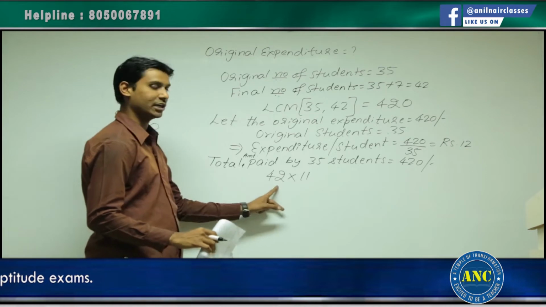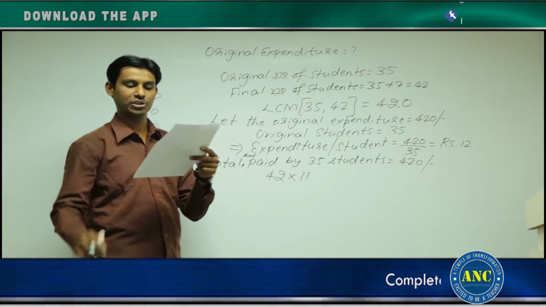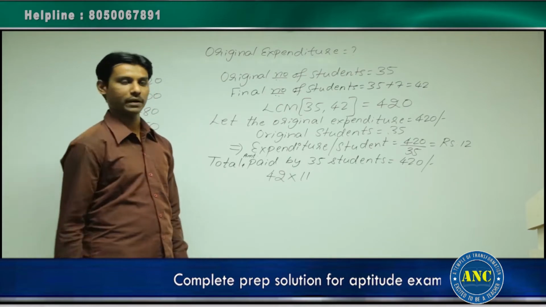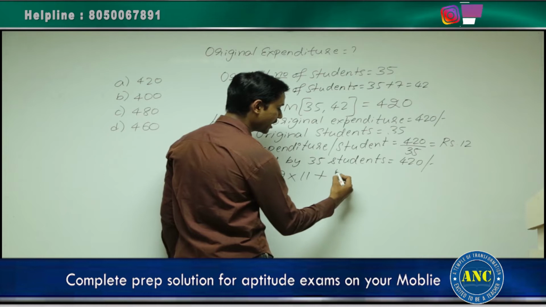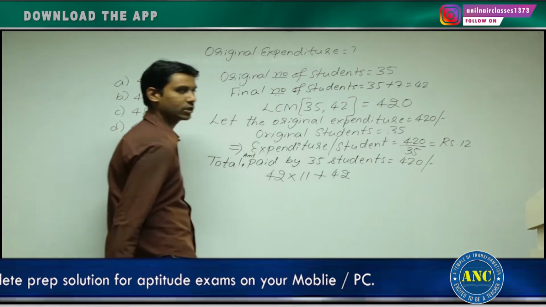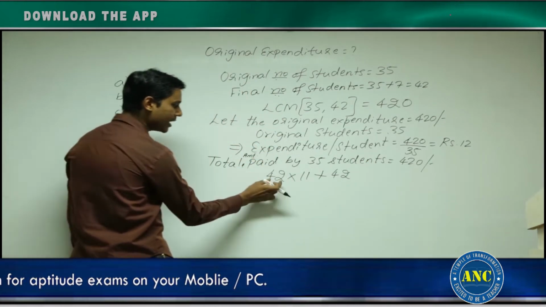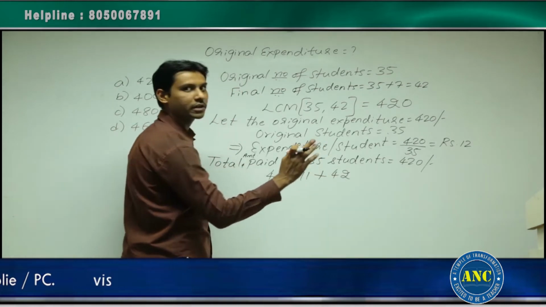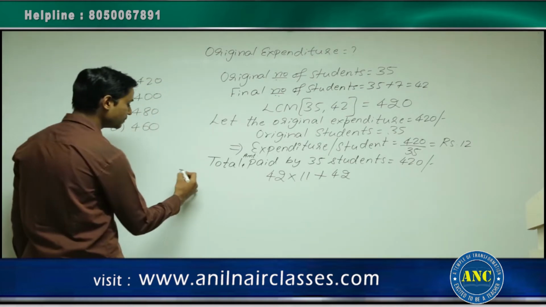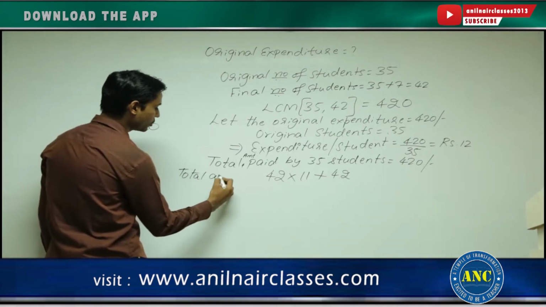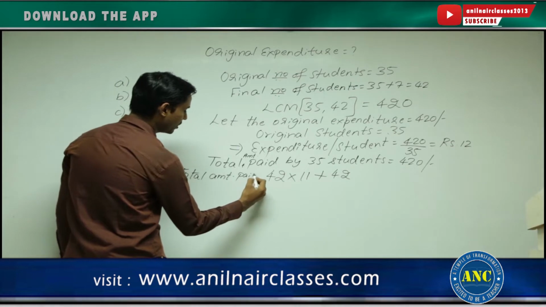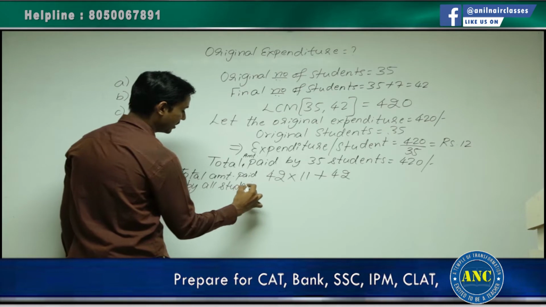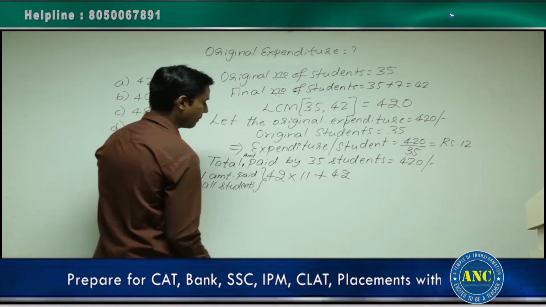But when there are 42 students, it is also said in the question that the expenses of the mess increase by 42 rupees per day. That means they should pay 42 rupees extra also. Every person will pay 1 rupee less, but at the end of the day, they should pay 42 rupees extra per day. That means the total amount paid by all students in this case is 42 into 11 plus 42.